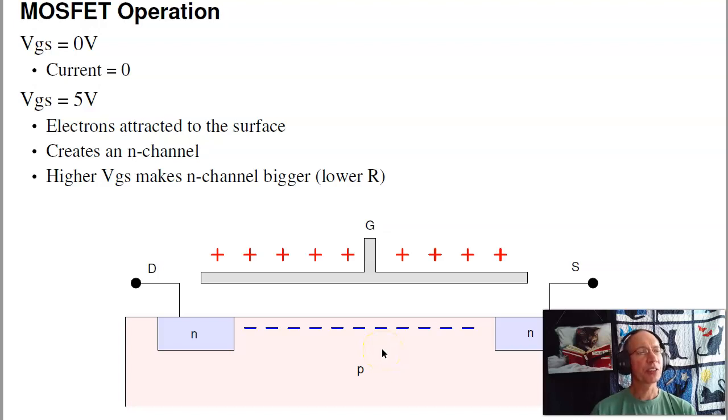So for a transistor, a transistor is a current-controlled current device. A MOSFET is a voltage-controlled resistor.